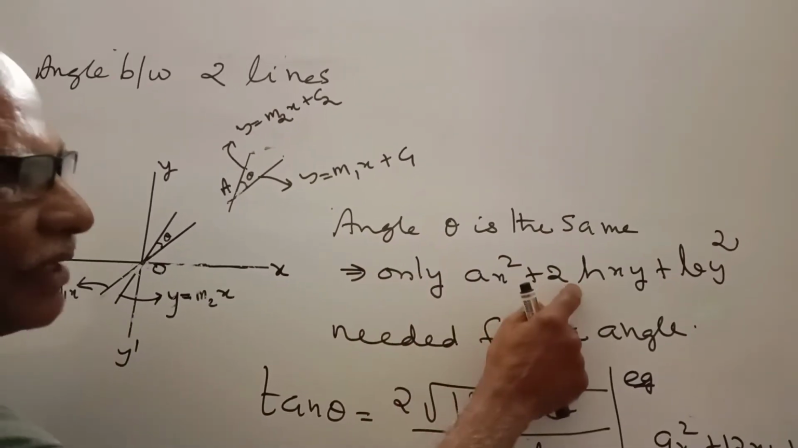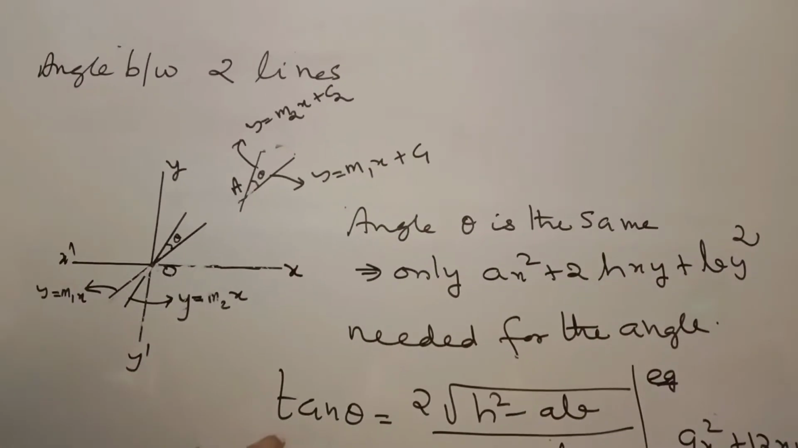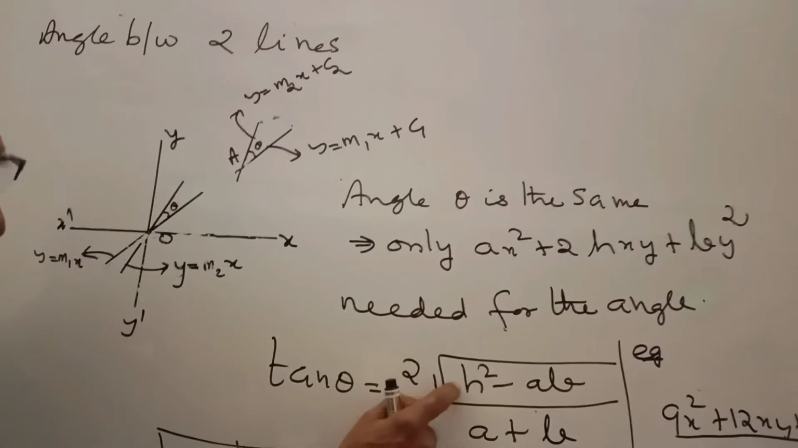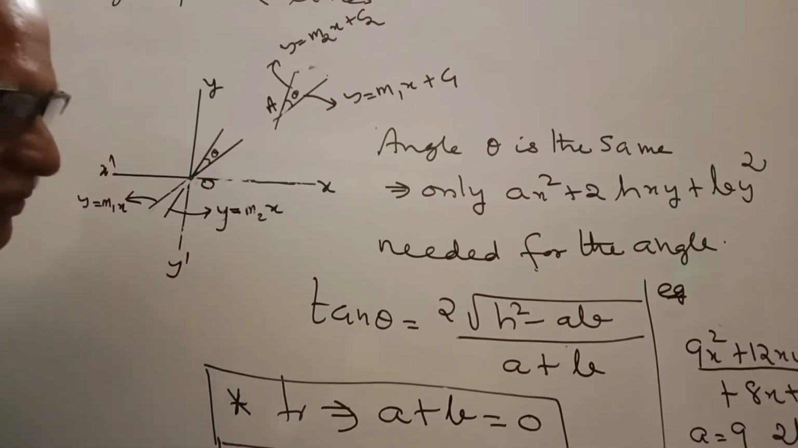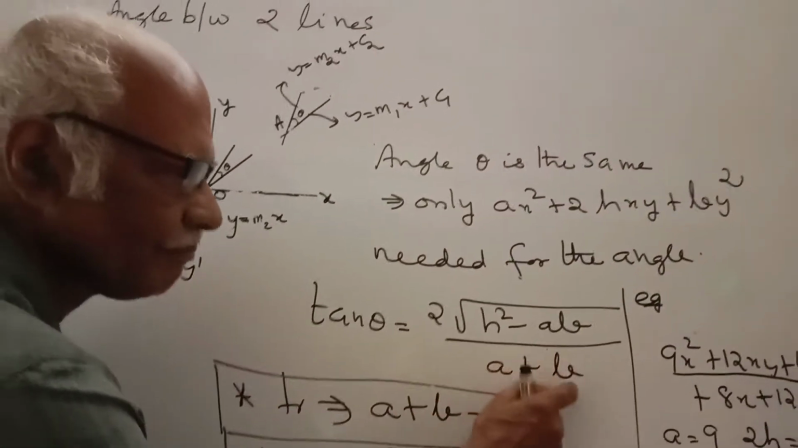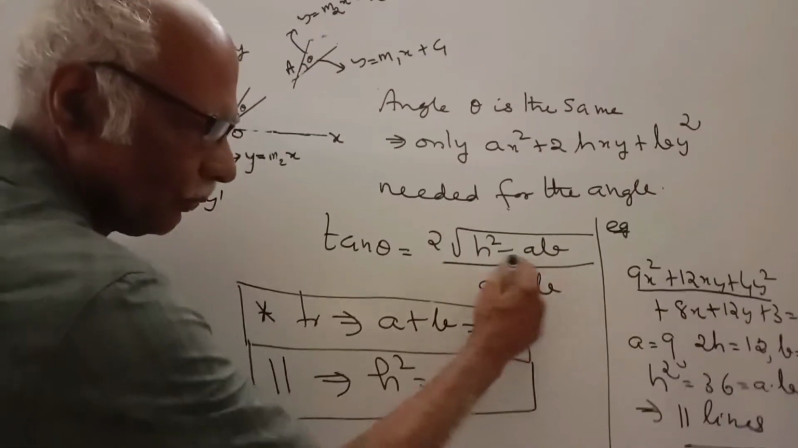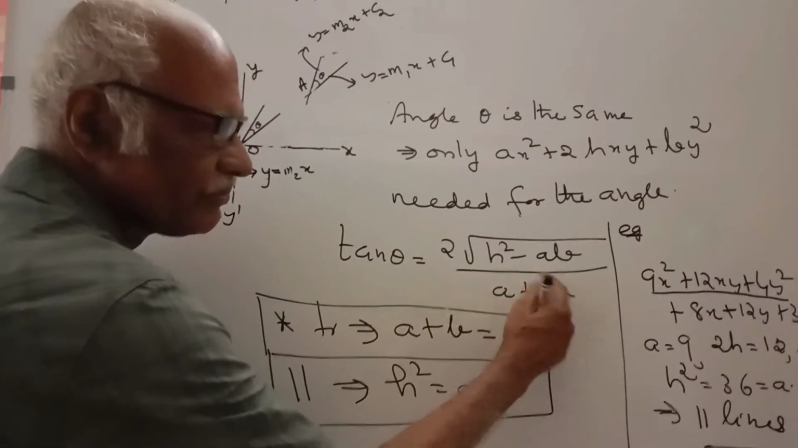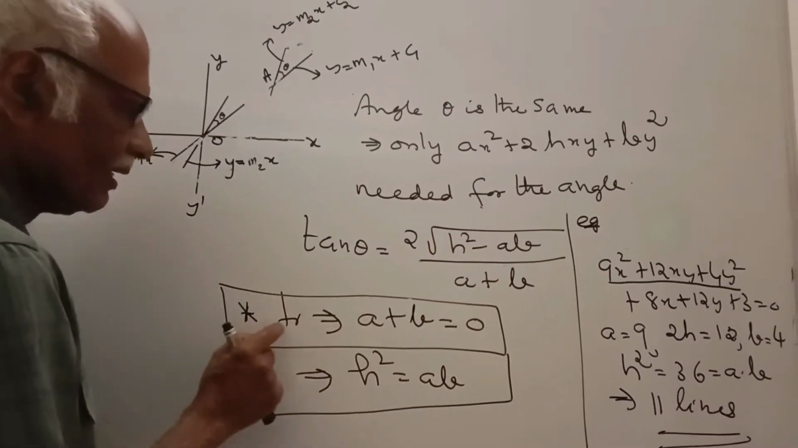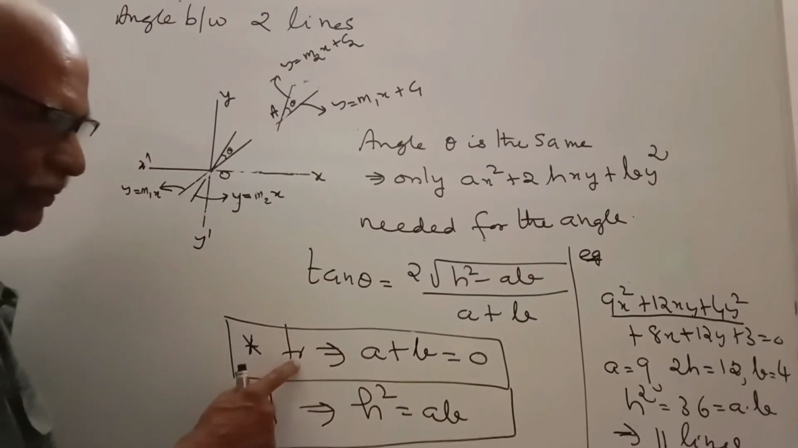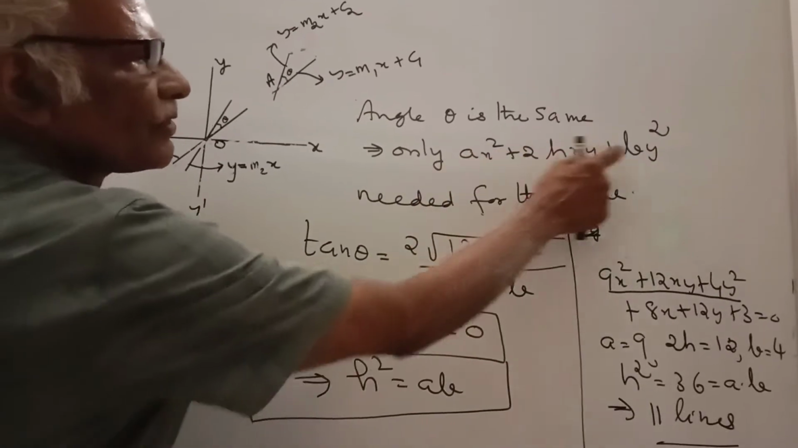Only ax squared plus 2hxy plus by squared is needed for the angle. We know the formula: tan theta is 2 into root of h squared minus ab, the whole divided by a plus b. So we need only a, b and h. Now you see, if a plus b is 0, the denominator is 0, means the whole thing is very large, infinity. So angle is 90 degrees or perpendicular. So the condition for perpendicularity is simply a plus b equal to 0.